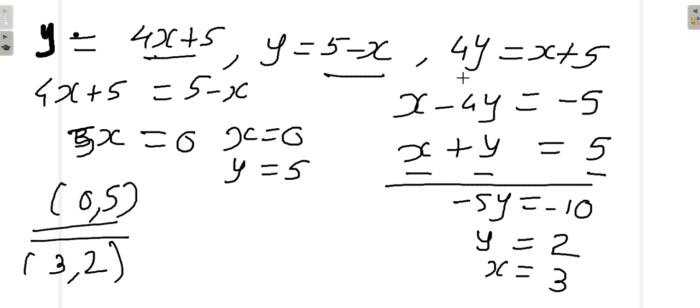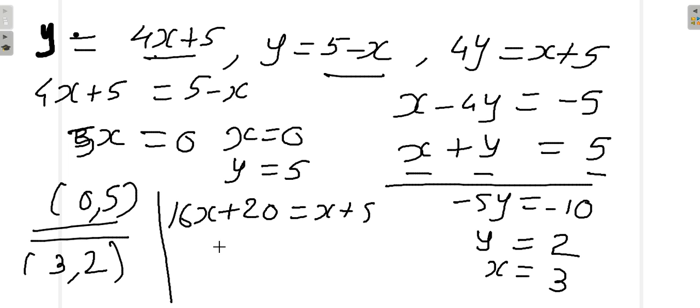Now to solve the last equation, this one and this one. It's very pretty 10th standard stuff. I don't think it should bother you much. That gives you x equal to minus 1 and y equal to 1.